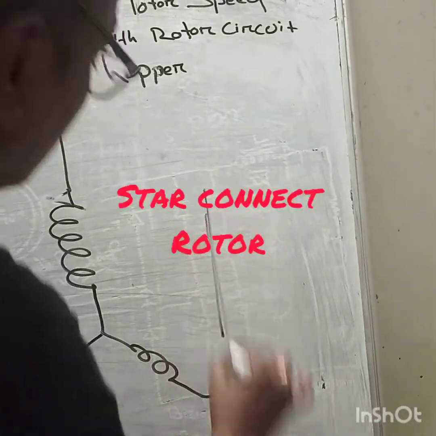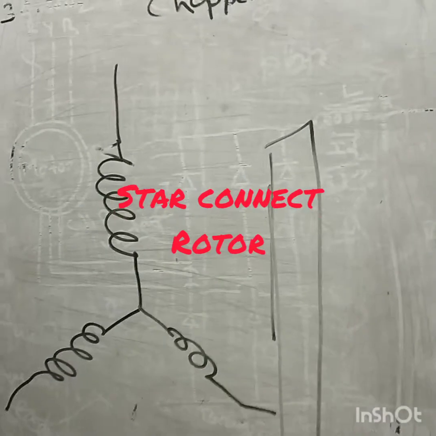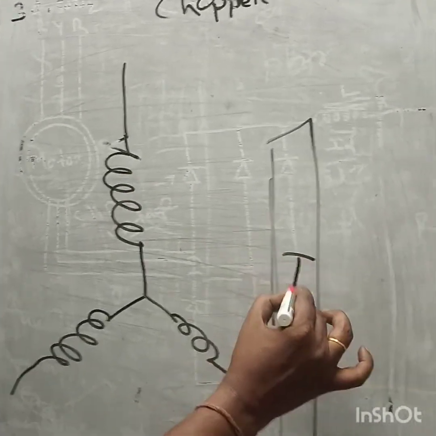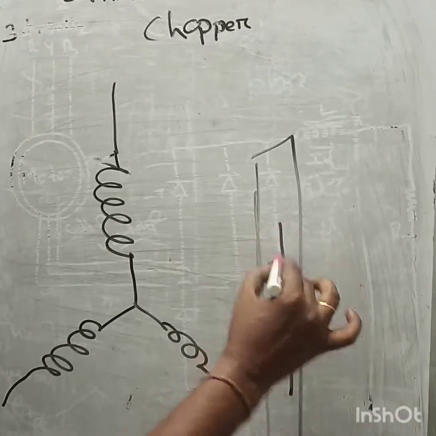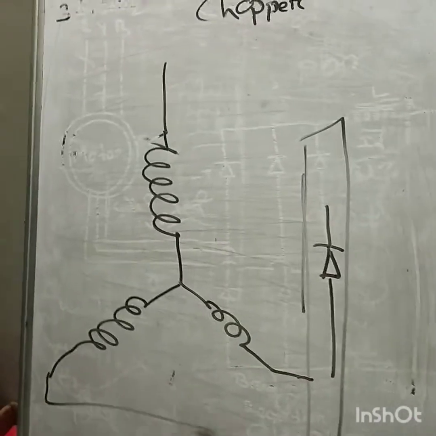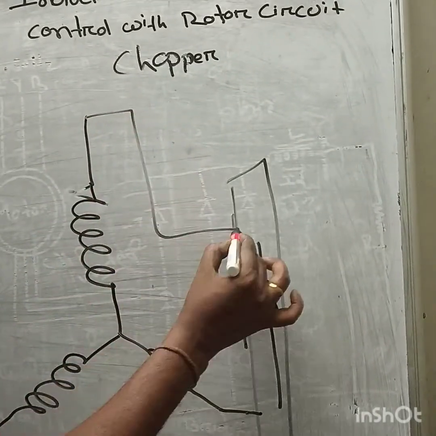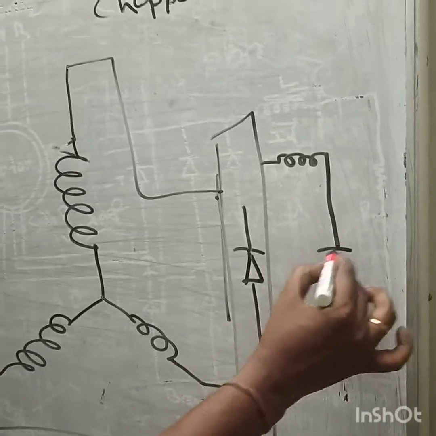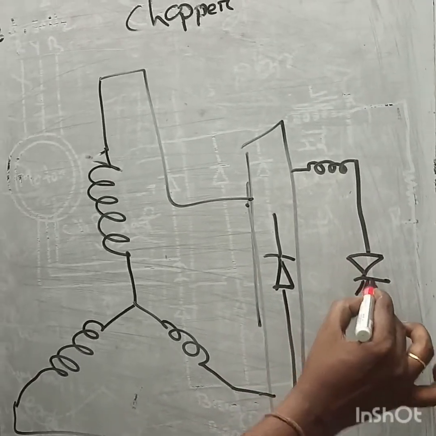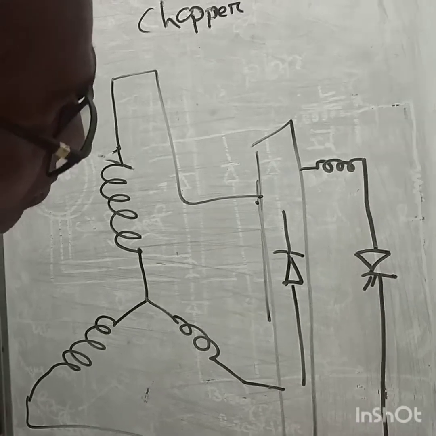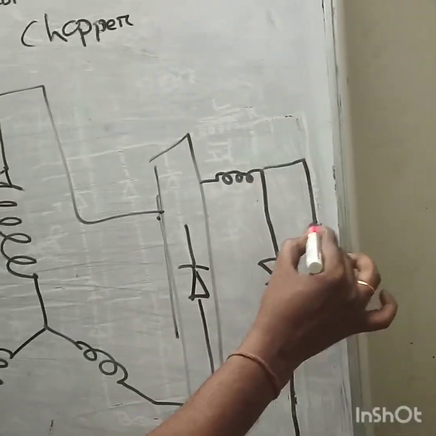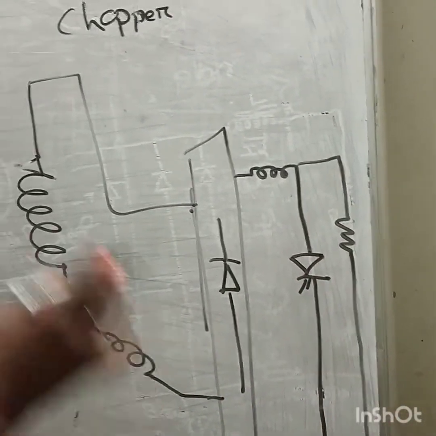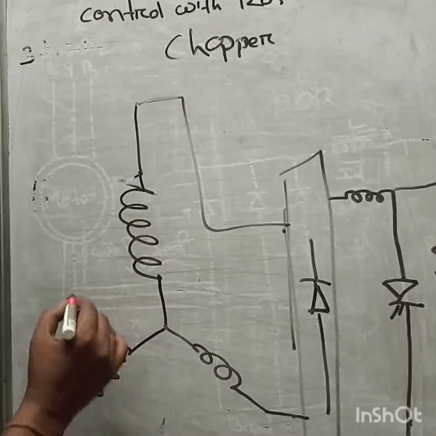This is a diode. Chopper, and this is the resistor. This is another form of the rotor circuit.